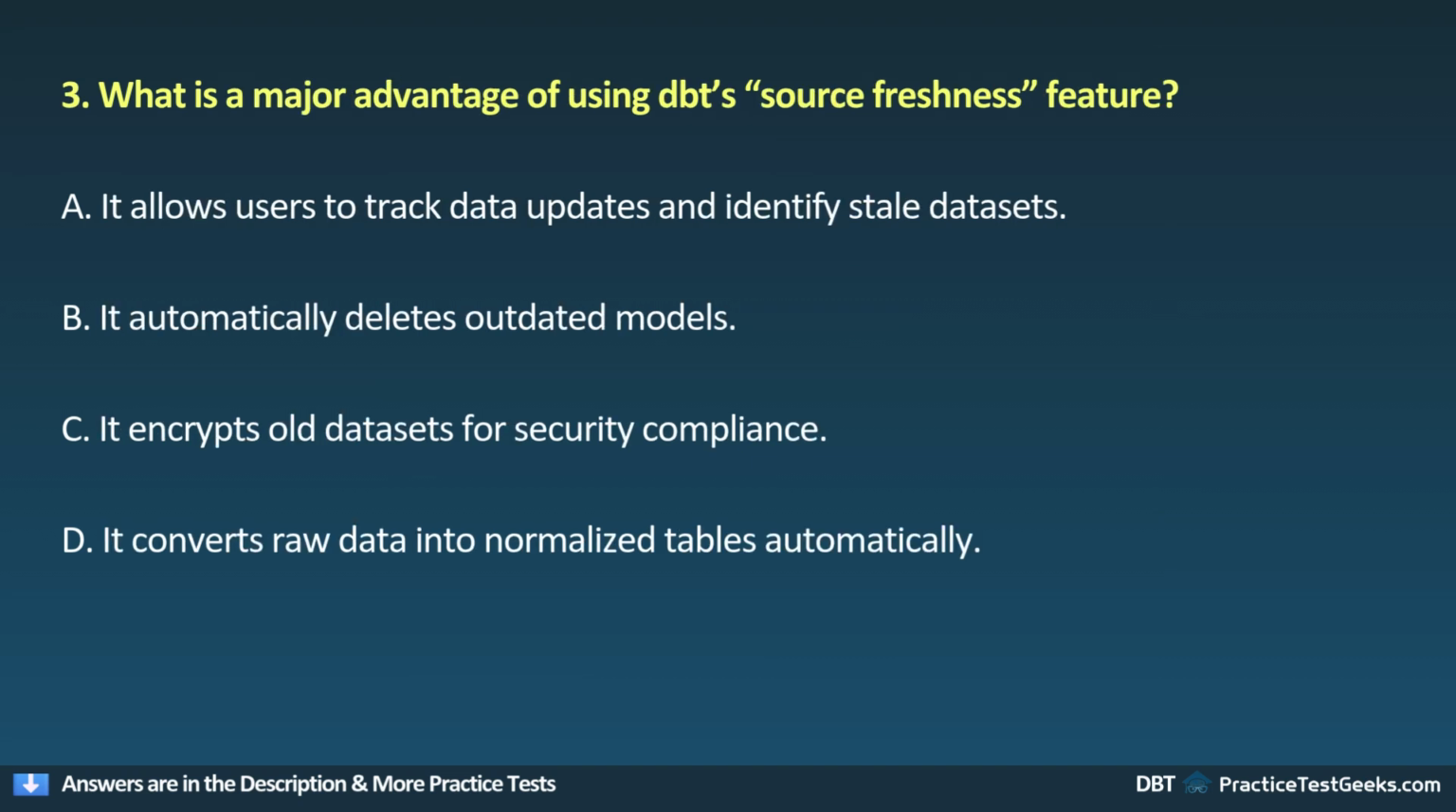3. What is a major advantage of using DBT's source freshness feature? A. It allows users to track data updates and identify stale datasets. B. It automatically deletes outdated models. C. It encrypts old datasets for security compliance. D. It converts raw data into normalized tables automatically.